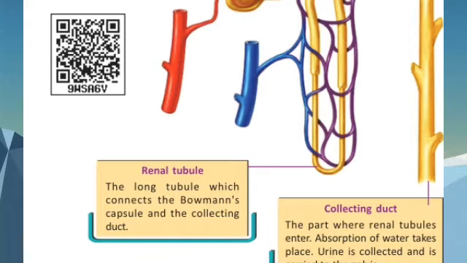Collecting duct is the part where the renal tubes enter; absorption of water takes place here. The urine is collected here in the collecting duct. It is the part where finally the urine formed is collected. So afferent vessel, efferent vessel, peritubular capillaries, renal tube, collecting duct. Okay, try to recall all these names.